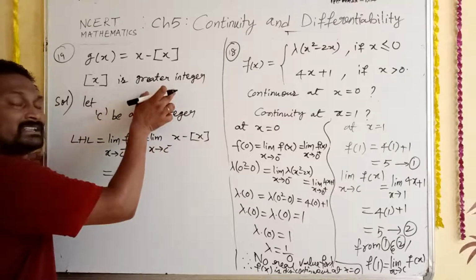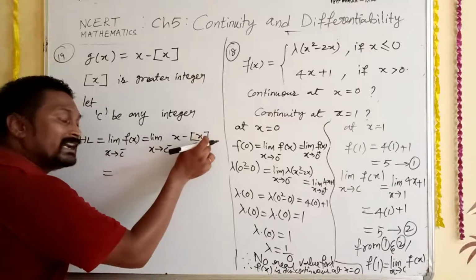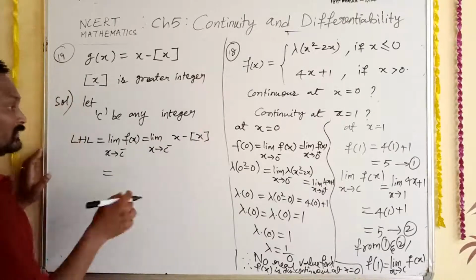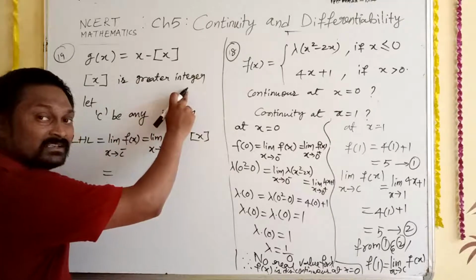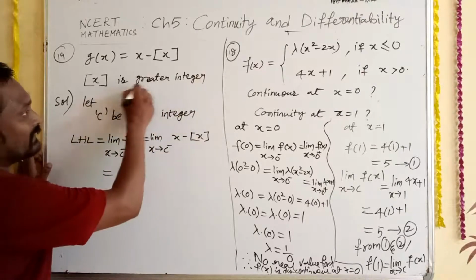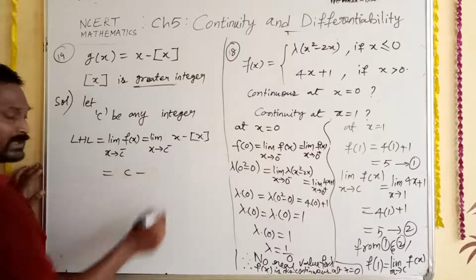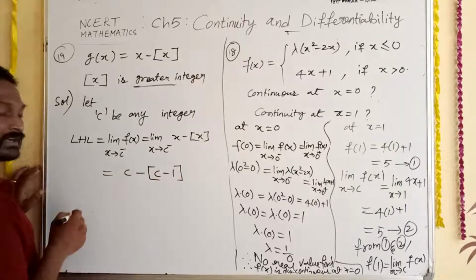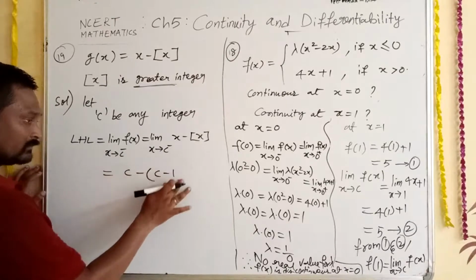But here the greater integer function is given, so whenever less than is there, that time c minus 1. Greater than is there means only c. Okay, remember. If instead of greater integer they had given lesser integer, then we can write it as c plus 1. But now here greater integer is given, so how to write? Observe carefully. We substituted c minus, so here we need to write c minus 1. So this part we need to write as c minus 1.